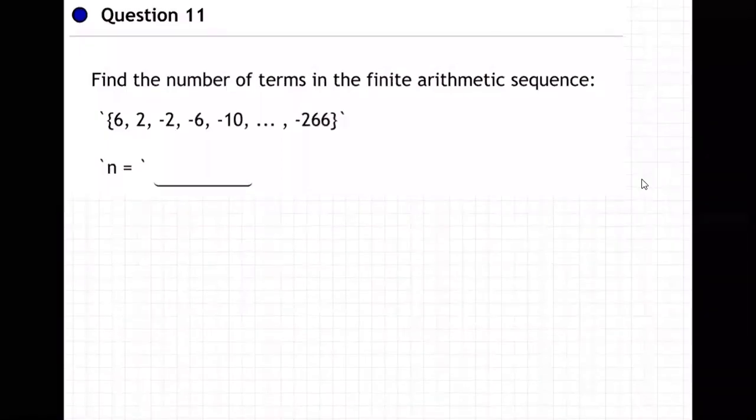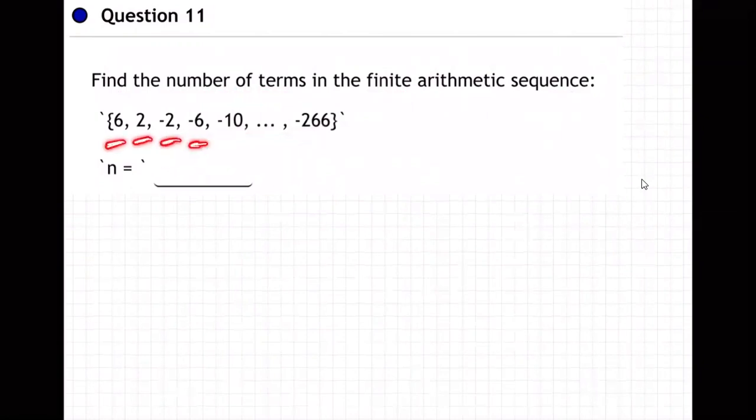Okay, so it says find the number of terms in the finite arithmetic sequence. It gives me this arithmetic sequence, and it wants me to find the number of terms. It starts at 6, 2, -2, -6, -10, all the way to -266. So what's happening from term to term here? Looks like it's going down by 4 every time, isn't it? Down by 4, down by 4, down by 4.